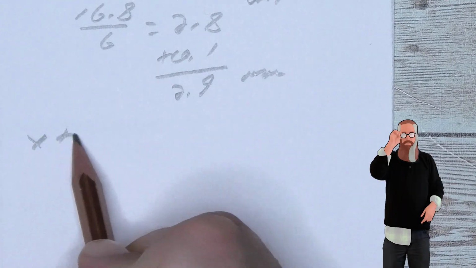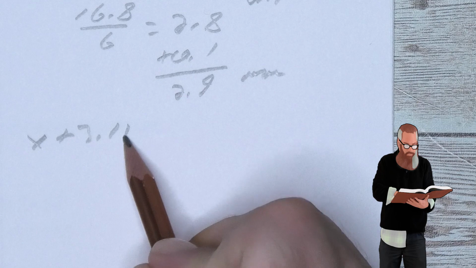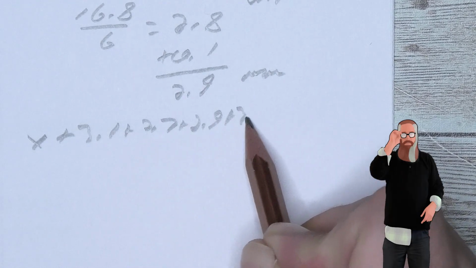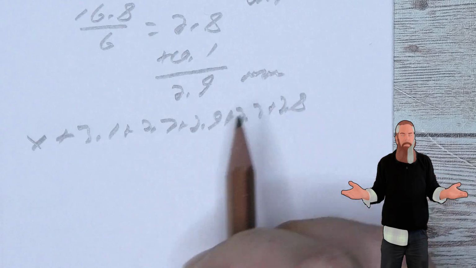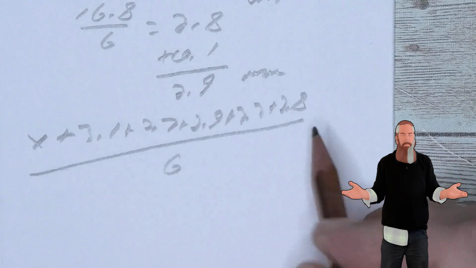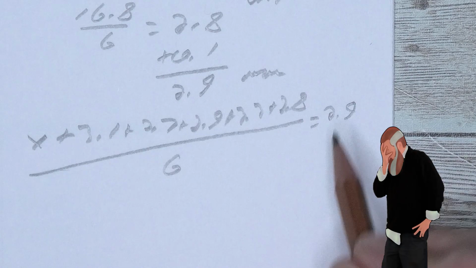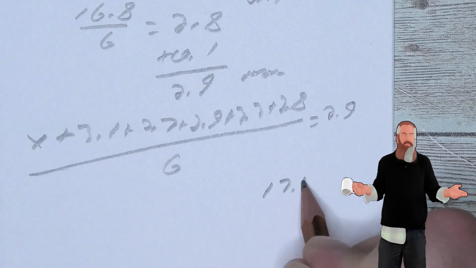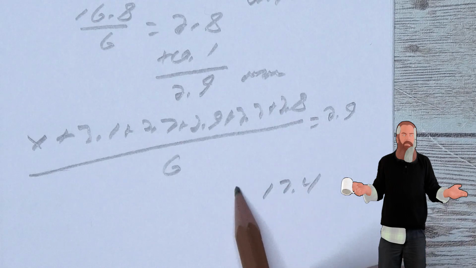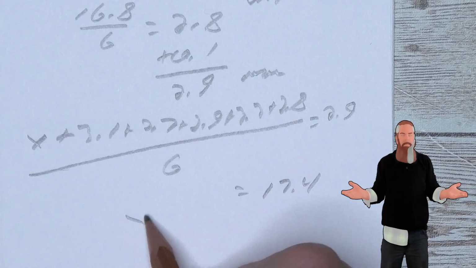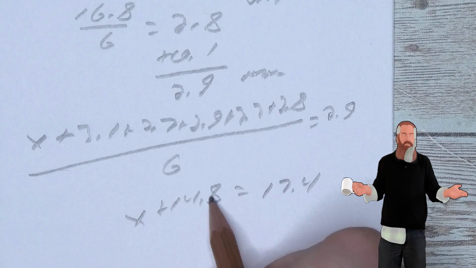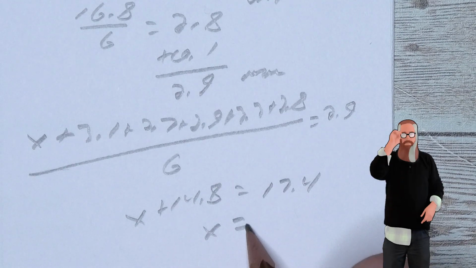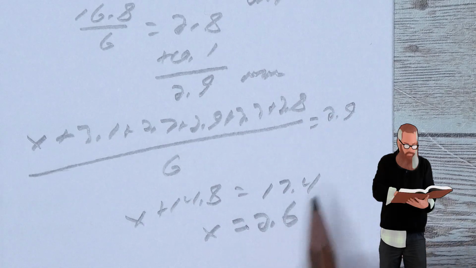This means we'd have x plus 3.1 plus 2.7 plus 2.9 plus 3.3 plus 2.8 divided by 6 is equal to 2.9. Let's multiply both sides by 6, giving us 17.4 on the right. Combine the like terms on the left so that we have x plus 14.8. Now we subtract 14.8 from both sides, giving us x is 2.6.